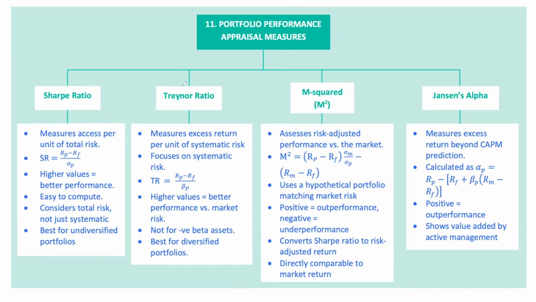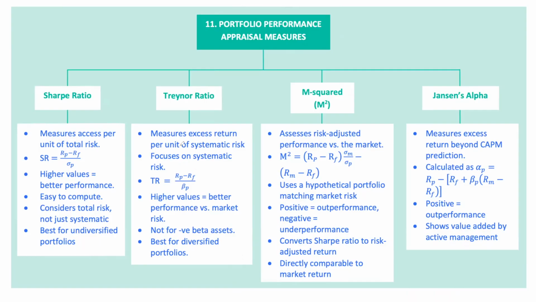Now, if Sharpe Ratio looks at total risk, the Treynor Ratio zooms in on systematic risk, or beta. So this one answers, how much excess return did I earn per unit of market risk? In other words, how well did the portfolio do given the risk that couldn't be diversified away? Treynor is perfect for well-diversified portfolios, where unsystematic risk doesn't matter anymore. The higher the ratio, the better the manager performed relative to market risk.